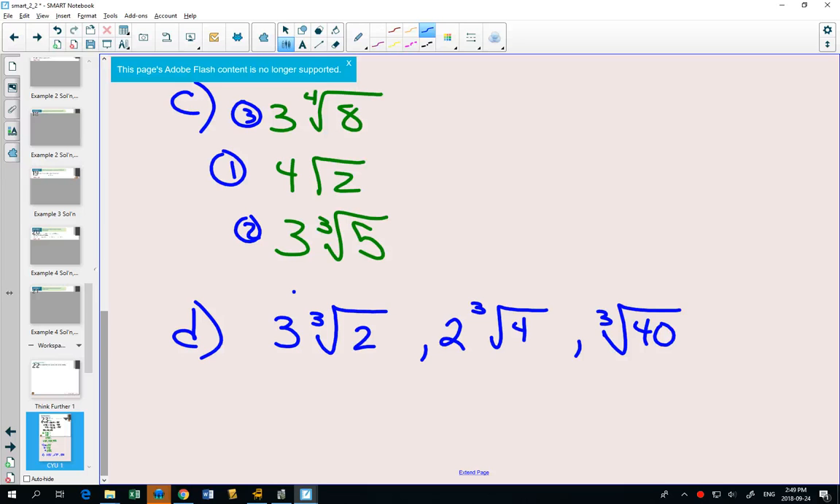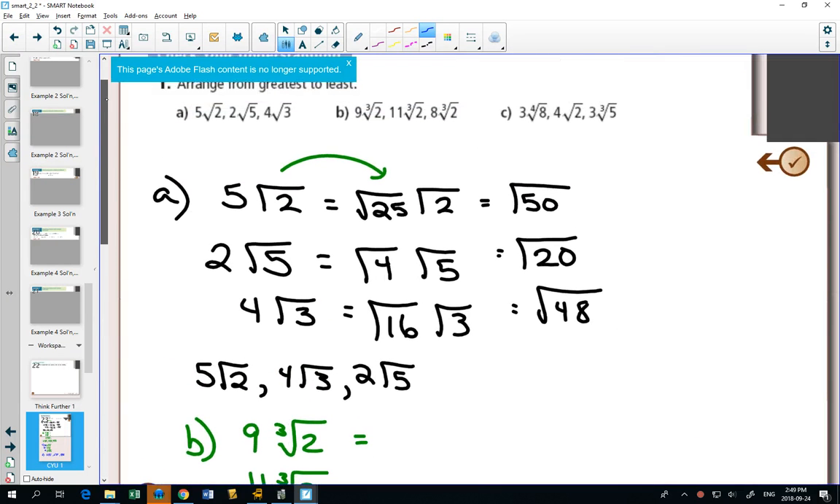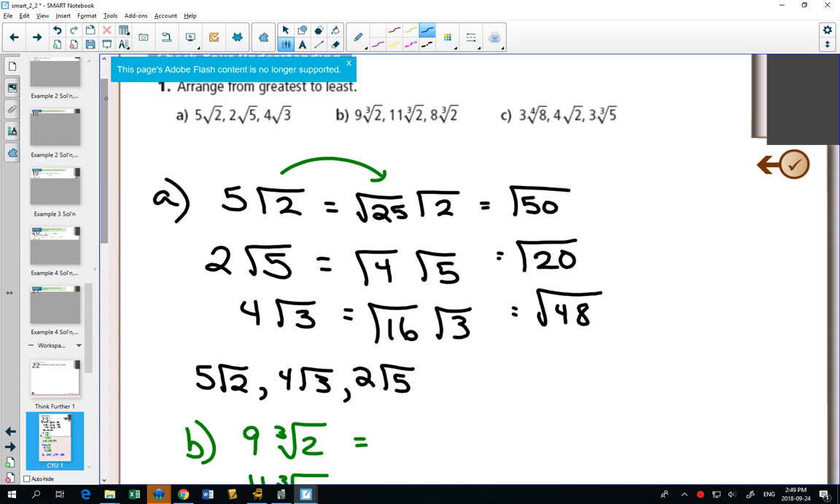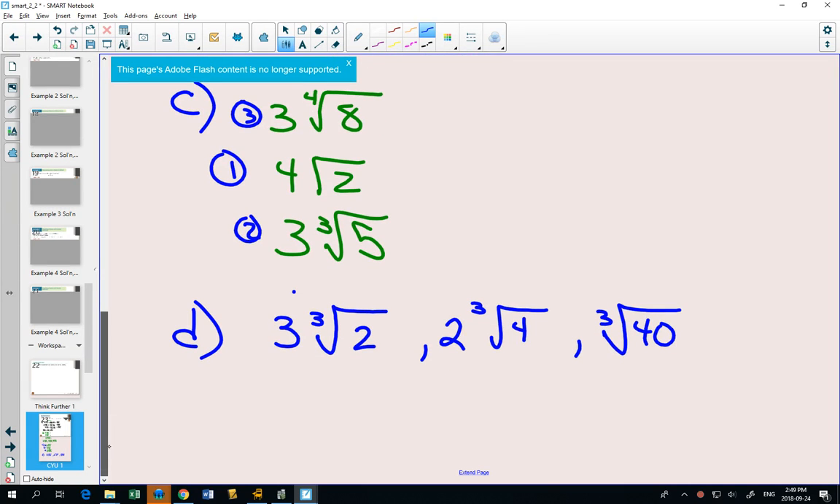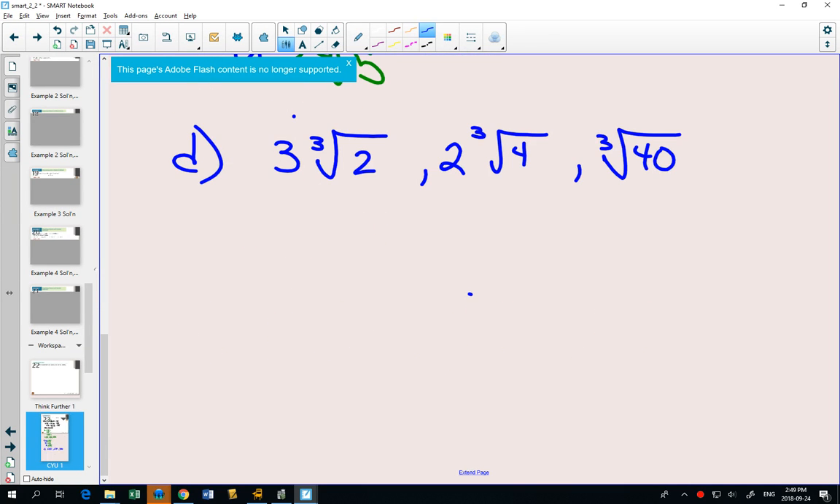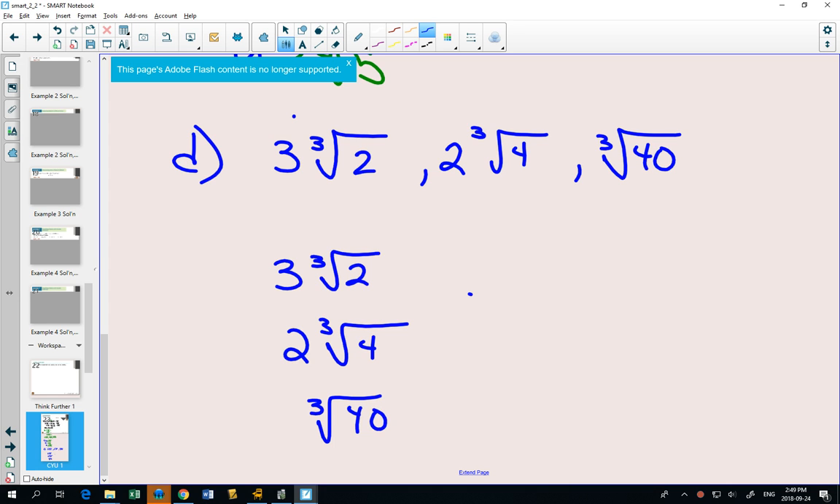And the difference from this one and part B is the numbers inside are not the same. So I'm going to use the same technique that we did in A. In A, we changed them to entire radicals so that we could compare them. The question is, here in D, how do I change cube roots to entire radicals? In fact, the last one is already an entire radical, so there's nothing I need to do with that one.